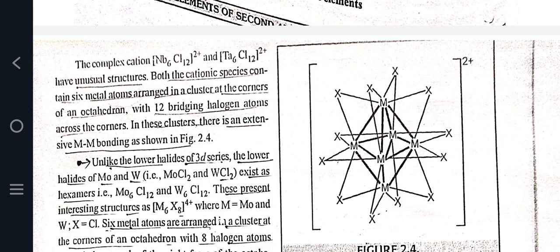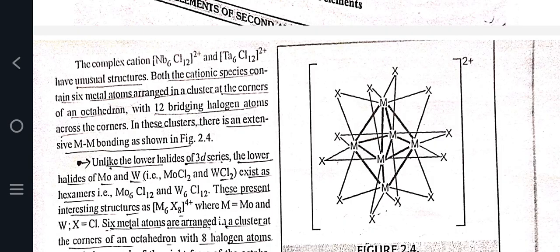The complex cations Nb6Cl12 2+ and Ta6Cl12 2+ have unusual structures. Both cationic species contain 6 metal atoms arranged in a cluster at the corners of an octahedron, with 12 bridging halogen atoms across the edges. In these clusters there is extensive metal-metal bonding, as shown in figure 2.4.